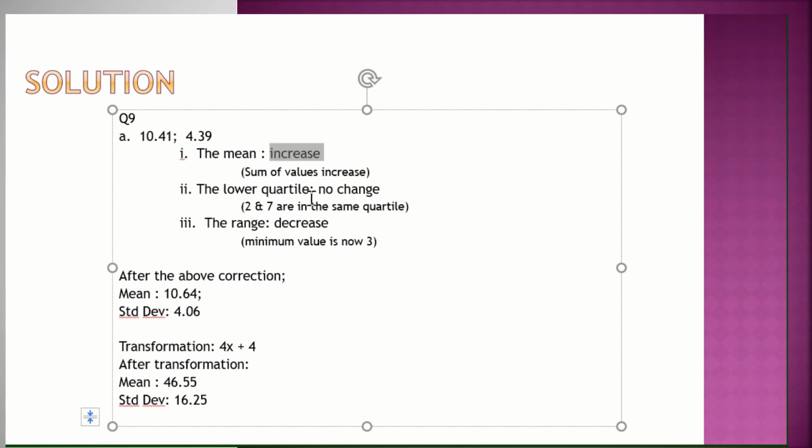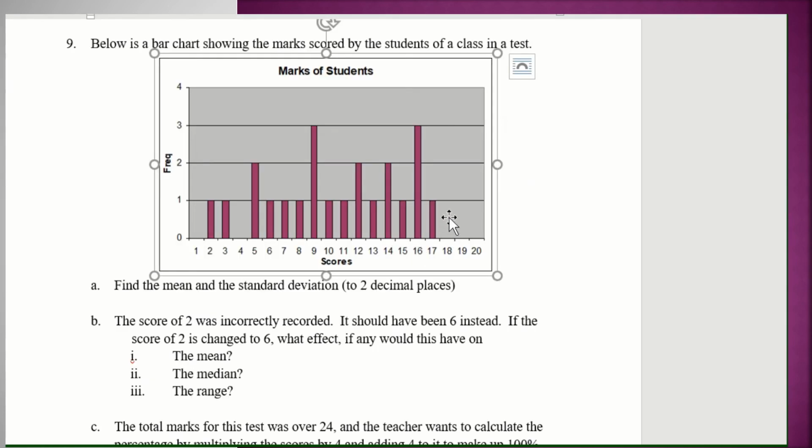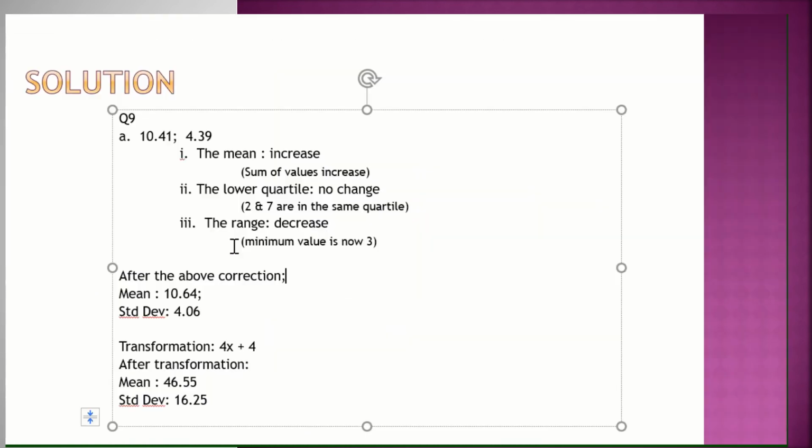Okay, the lower quartile, no change in the number of data. So the position won't change. The range will decrease. It's obvious. Initially it is 17 minus 2 is 15. Now it is 17 minus 3. So it is the decrease. So the minimum value is now 3.